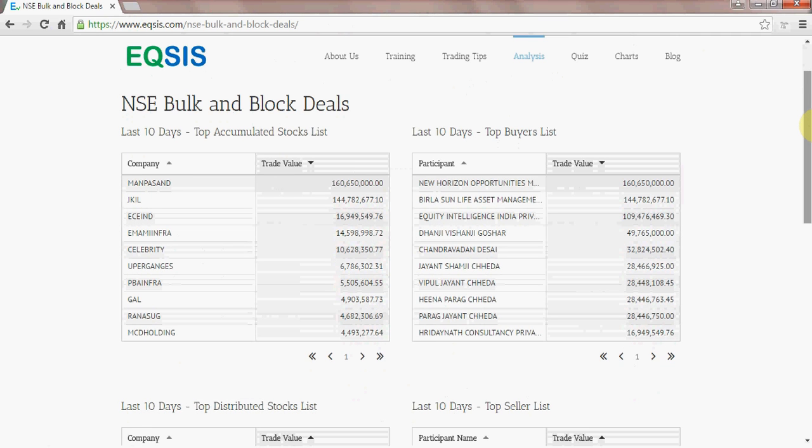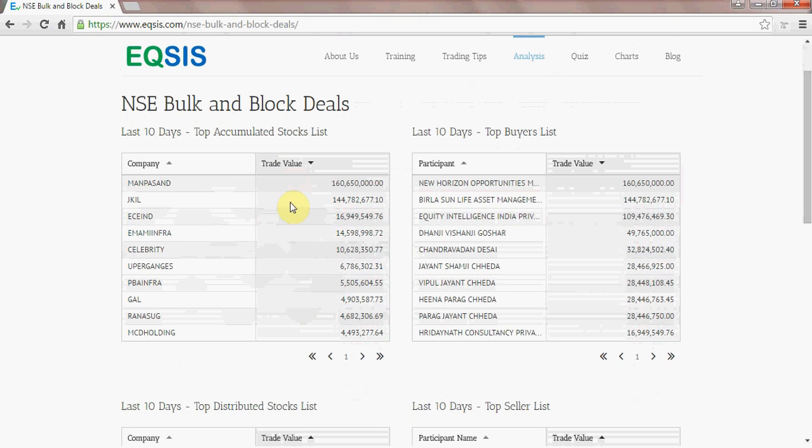You can now see two different tables. On your left hand side, this table lists the deals that have taken place in the last 10 days. I just wanted to know which company was the favorite in terms of buying as far as bulk and block deals are concerned. I'm not considering the entire market volume, my focus is only on bulk and block deals, so that we get even more information. So when I look into this, in the last 10 days, the top accumulated stocks in NSE are these companies.